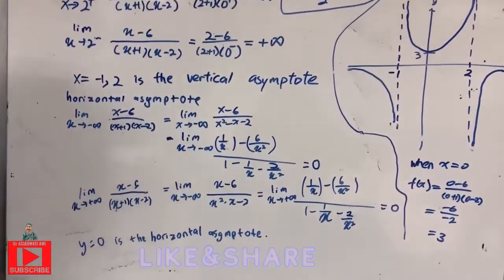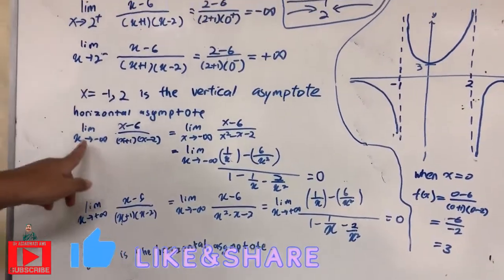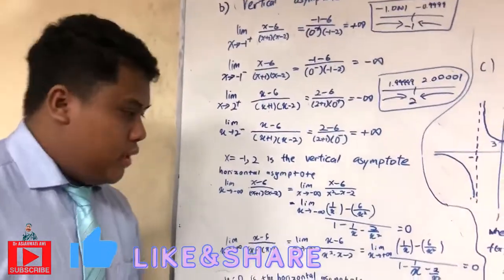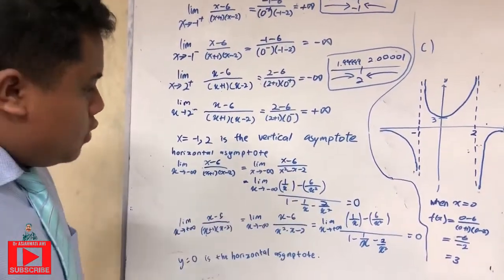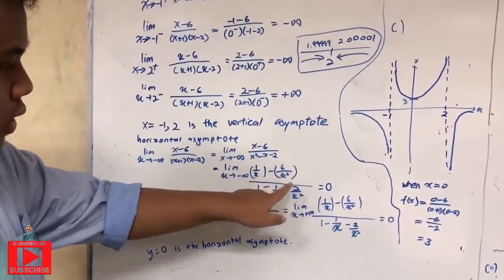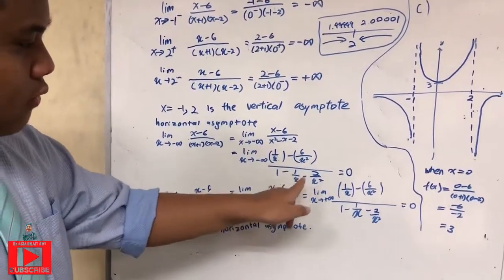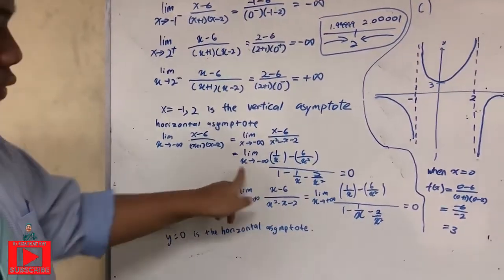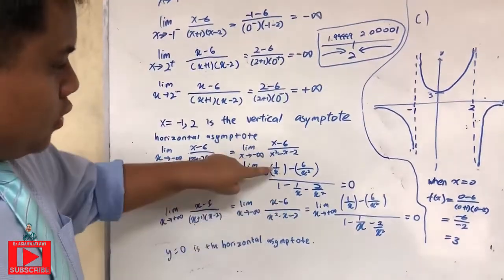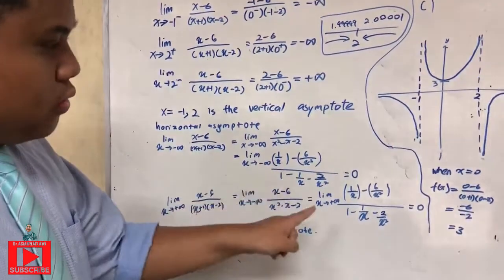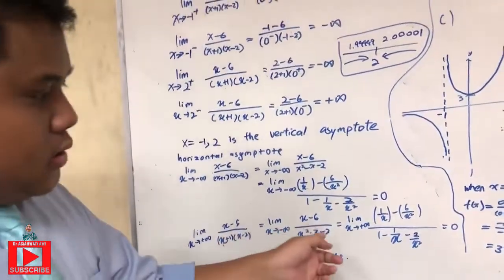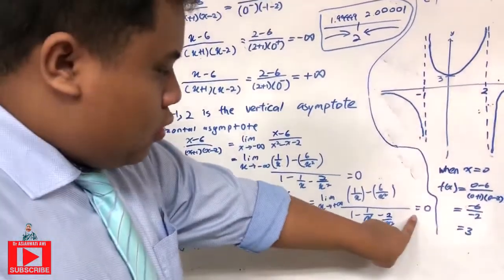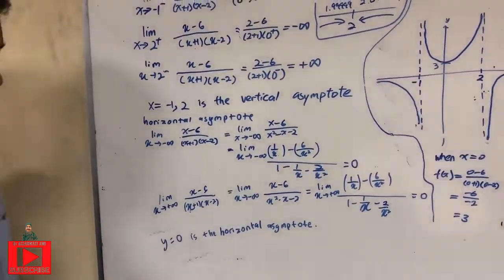So to find the horizontal asymptote, we start with infinity, but if we substitute in here, we get an indeterminate form. So we divide by the highest degree of x, which is x squared. So we will get 1 over x minus 6 over x squared, over 1 minus 1 over x minus 2 over x squared. Then if we substitute infinity, it becomes 0 minus 0 over 1 minus 0 minus 0, so we get 0. It's the same thing with positive infinity. We divide by the highest degree of x first, then we substitute x and it becomes 0. So we can conclude that y equals 0 is the horizontal asymptote.